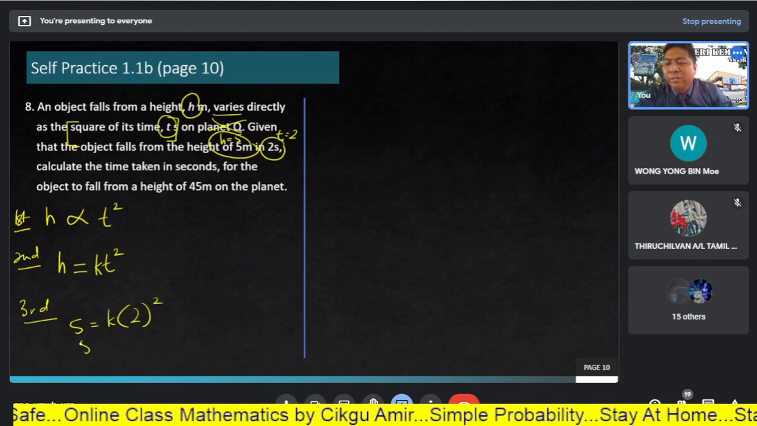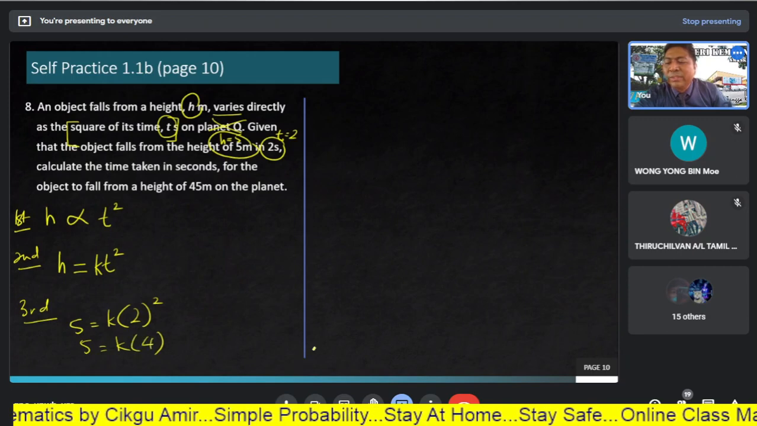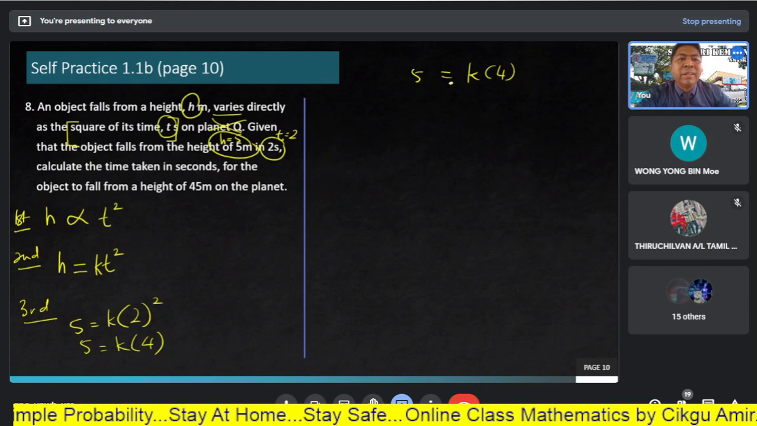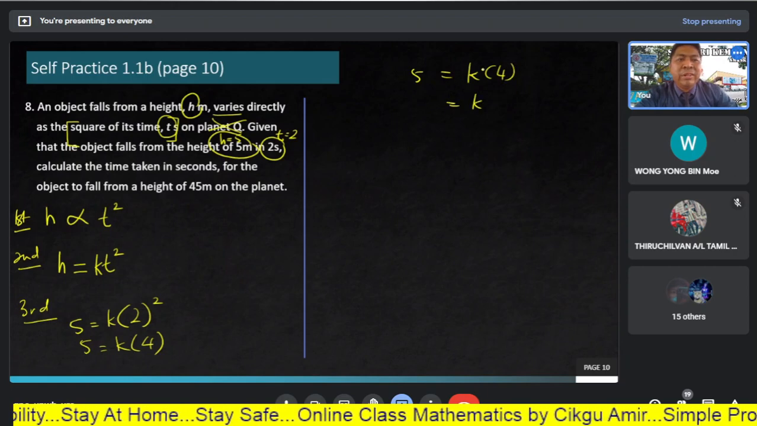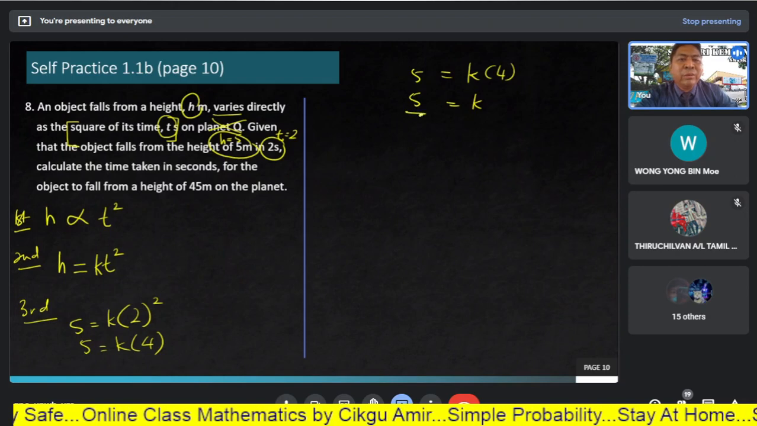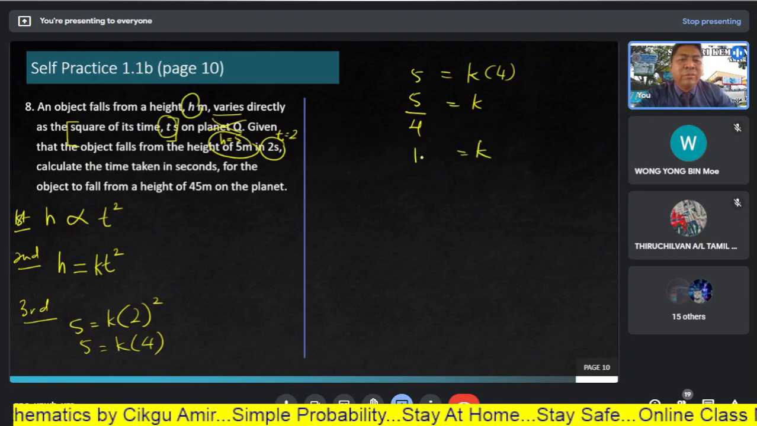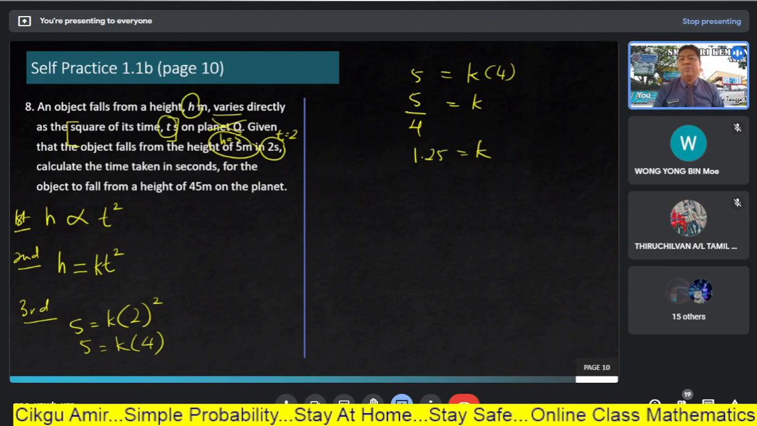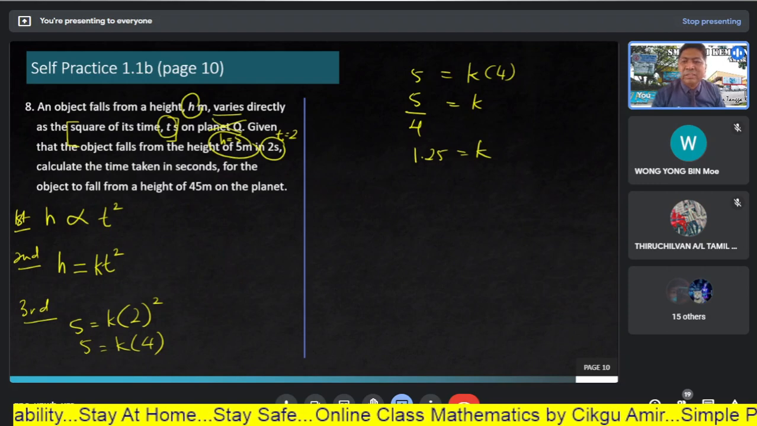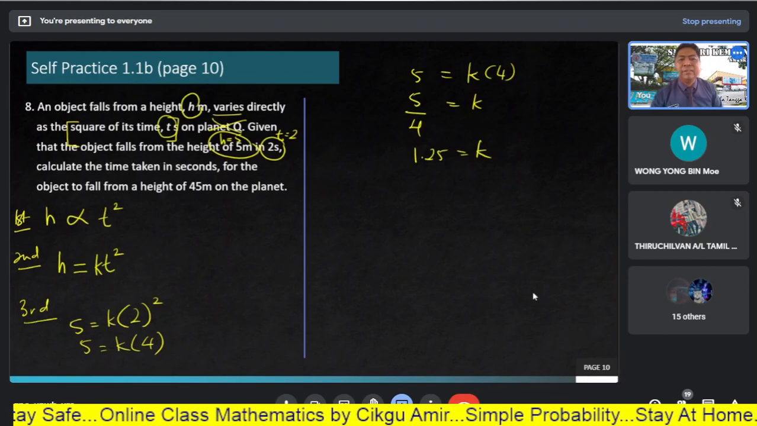So 5 equals k times 2 square. 2 square is 2 times 2, which is 4. So we have 5 equal to 4k. Then to find the value of k, we move 4 to the other side. It was multiplication, so it becomes divide. 5 over 4. Using the calculator, 5 divided by 4 is 1.25. This is the third step.